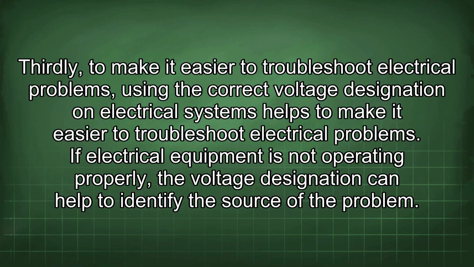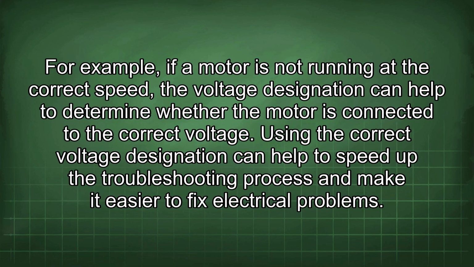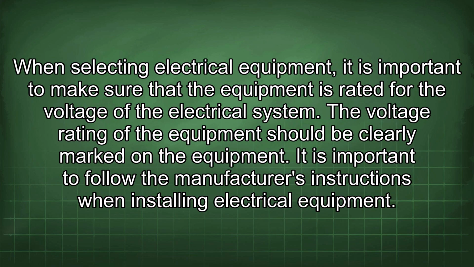Thirdly, to make it easier to troubleshoot electrical problems, using the correct voltage designation helps to make it easier to troubleshoot electrical problems. If electrical equipment is not operating properly, the voltage designation can help to identify the source of the problem. For example, if a motor is not running at the correct speed, the voltage designation can help to determine whether the motor is connected to the correct voltage. Using the correct voltage designation can help to speed up the troubleshooting process and make it easier to fix electrical problems.